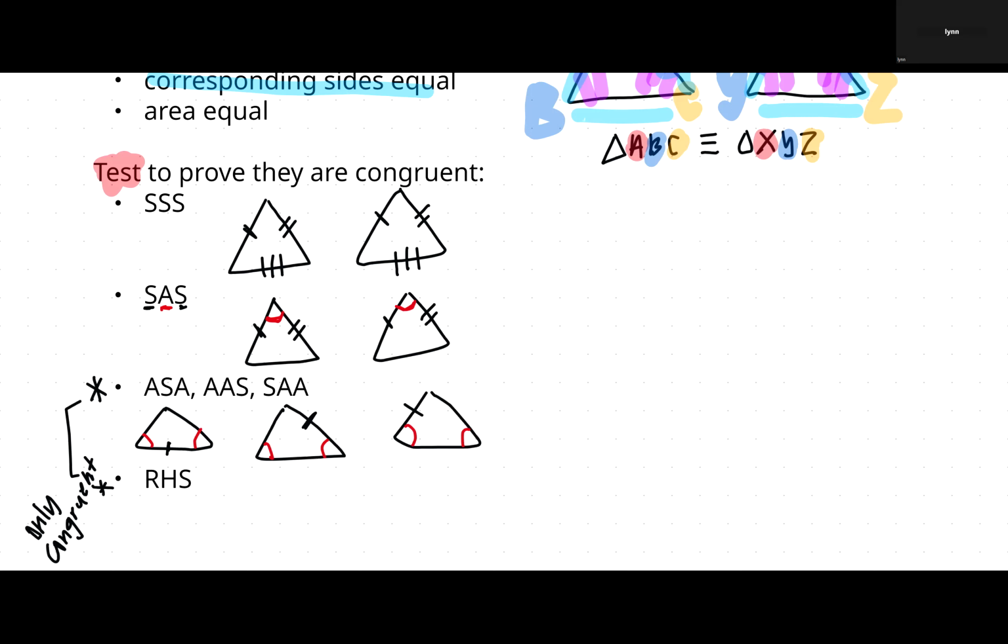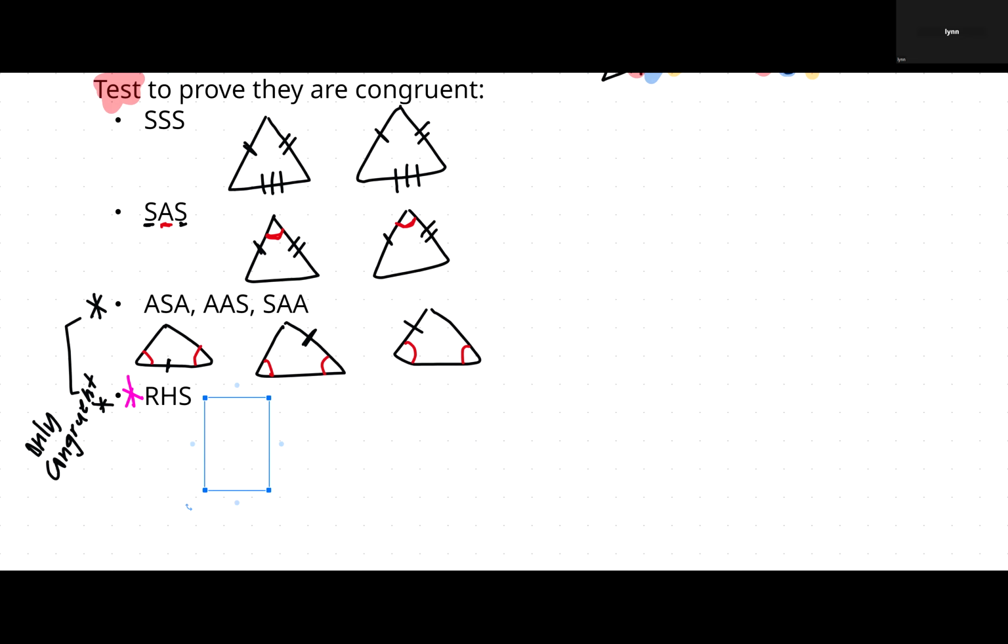Now, lastly, this one is a very, very special case, the RHS one. RHS is only used for congruency when you see keywords like right angle. And then when you see things like hypotenuse, you all know, right? Hypotenuse is where? Where is the hypotenuse located?